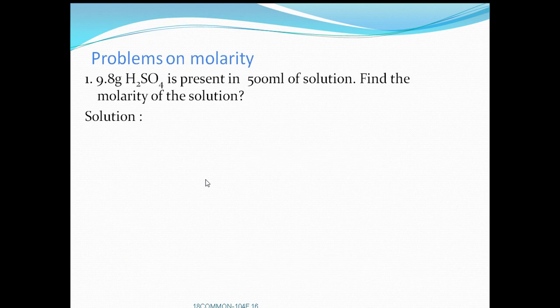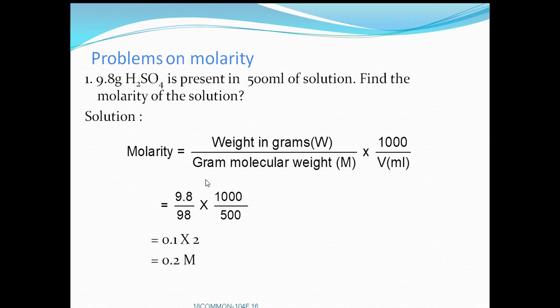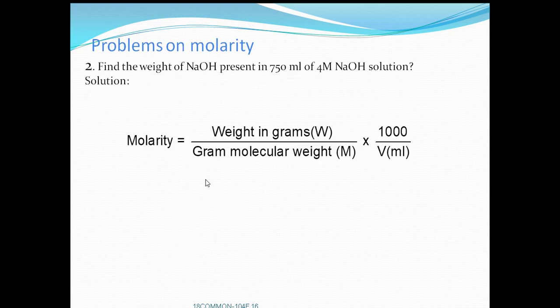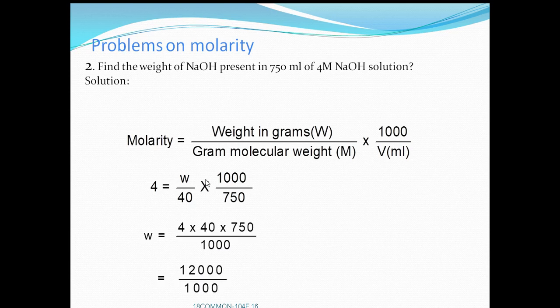Some problems are based on this molarity. Problems may ask for the calculation of the molarity and also sometimes the weight. In this problem he asked for molarity, and we can simply calculate it. In the second problem he asked for weight, so we can write, using the molarity formula, W equal to molarity into gram molecular weight into V by 1000 in milliliters, or in liters, weight equal to molarity into gram molecular weight into V. Simply we can write. So this is the problem based on weight.